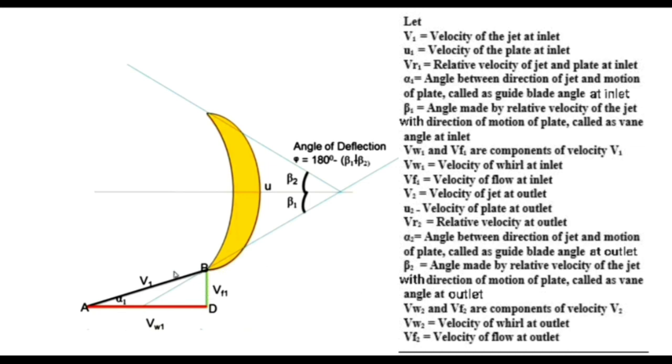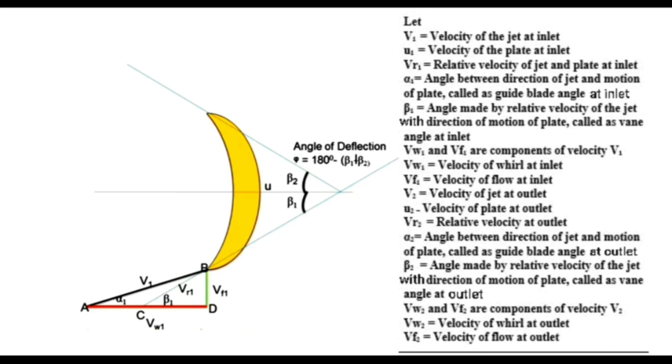Two more velocities that are included in the inlet velocity triangle are: one is relative velocity represented by Vr1 and another one is velocity of plate U1. Relative velocity is nothing but velocity with which the jet of water strikes the moving curved plate. So that is represented by Vr1. So here BC shows the relative velocity which makes an angle beta 1 with the horizontal.